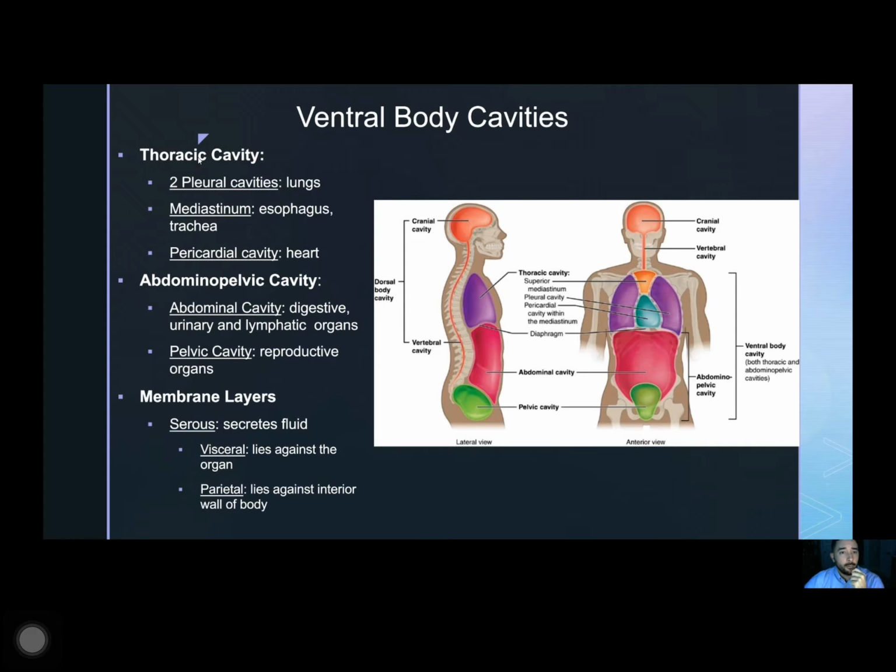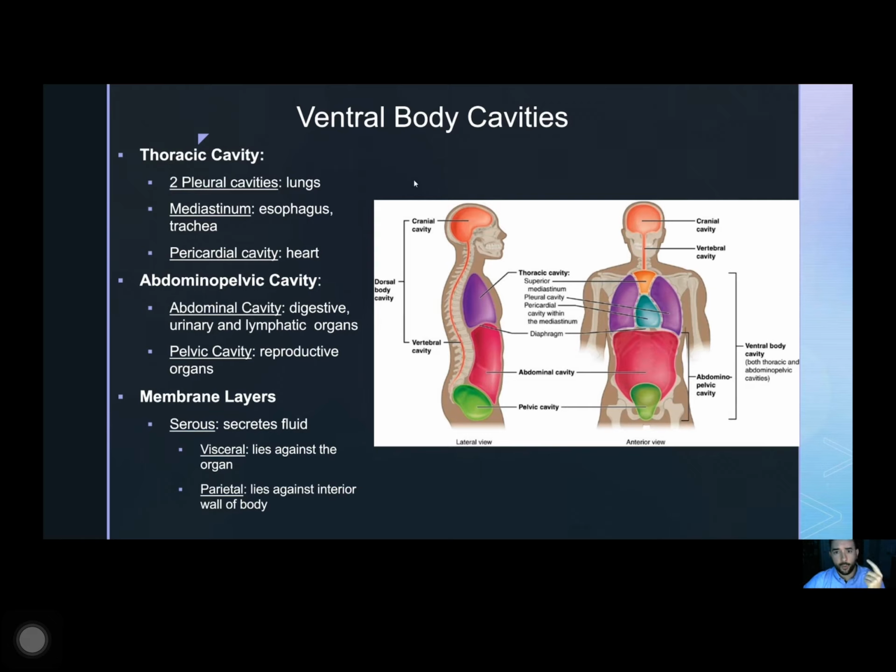So starting at the top right here, we have the thoracic cavity, which you can see in purple, and you have 2 pleural cavities, which are 2 normal cavities that each lung will sit in. So those are your pleural cavities. Next, you have your mediastinum, which houses your esophagus and trachea. You can see that in orange.